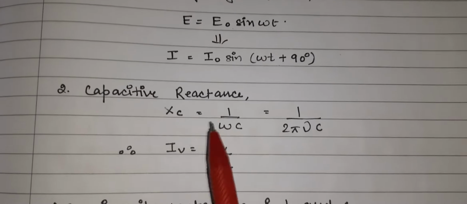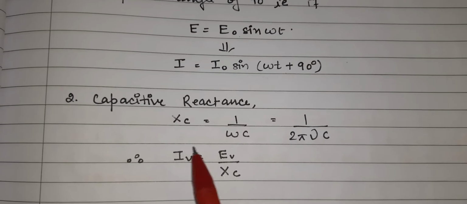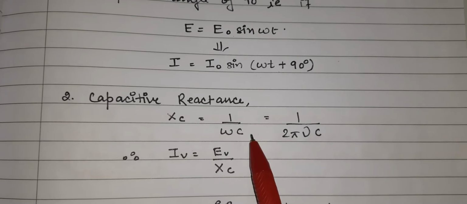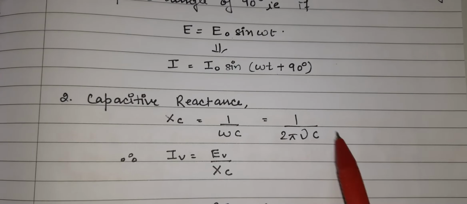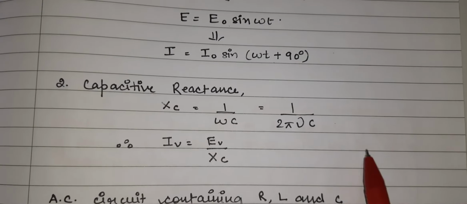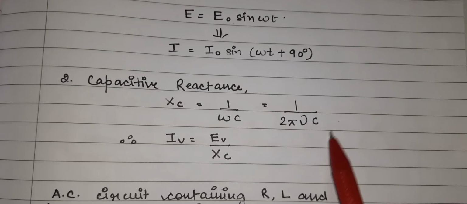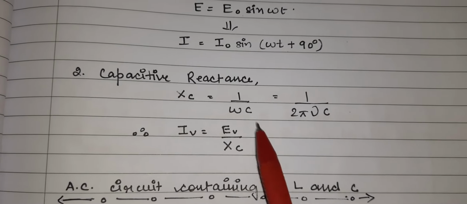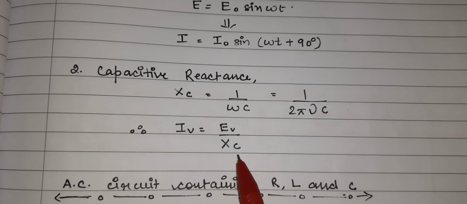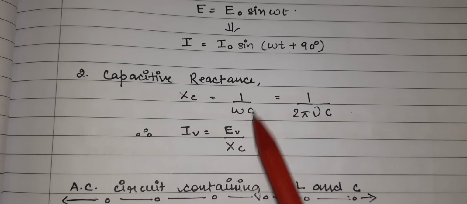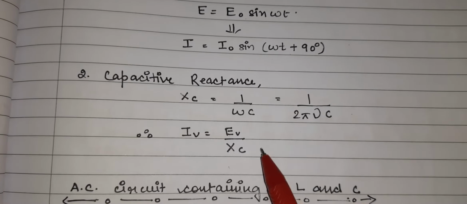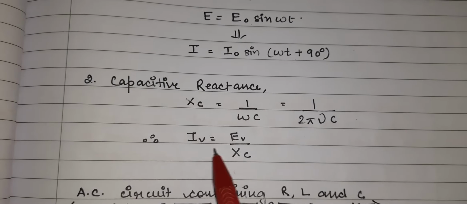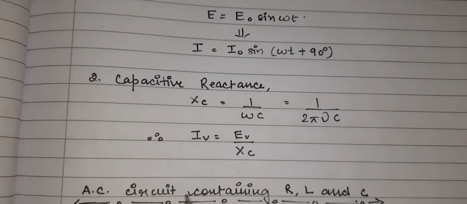Second, the reactance: if only the capacitor is introduced in the circuit, the reactance is equal to 1 upon omega C, that is, 1 upon 2 pi nu multiplied by the capacitor value. Because of this, the IRMS value becomes ERMS upon XC, the capacitive reactance. You can place the XC value as 1 upon omega C or 1 upon 2 pi nu C. So ultimately you get three formulas with respect to the reactance and the IRMS value.